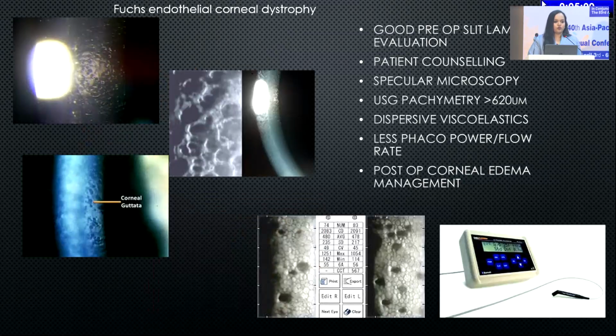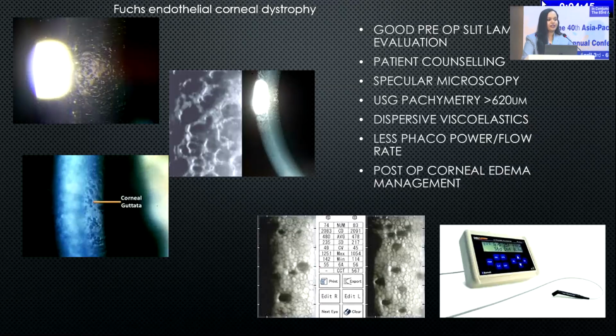The most common corneal dystrophy, that is Fuchs corneal endothelial dystrophy, has a very typical beaten metal appearance because of the corneal guttae seen in both the eyes. So we need to do a good preoperative slit lamp evaluation and counsel the patients accordingly. A preoperative specular microscopy helps. If the counts are less than 1500, there is a greater chance that you can develop a corneal edema. It can also go into decompensation.